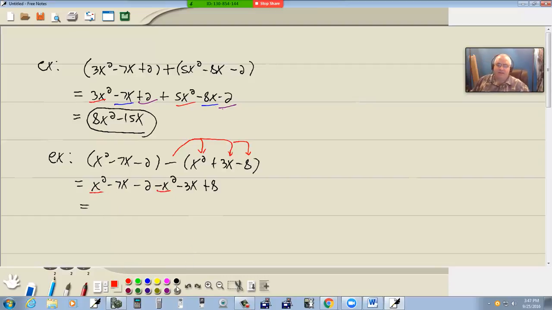Well, combine the like terms. X squared minus x squared drops away. Negative 7x and negative 3x gives us negative 10x. And we'll combine negative 2 plus 8, which gives us 6. So that would be our answer.